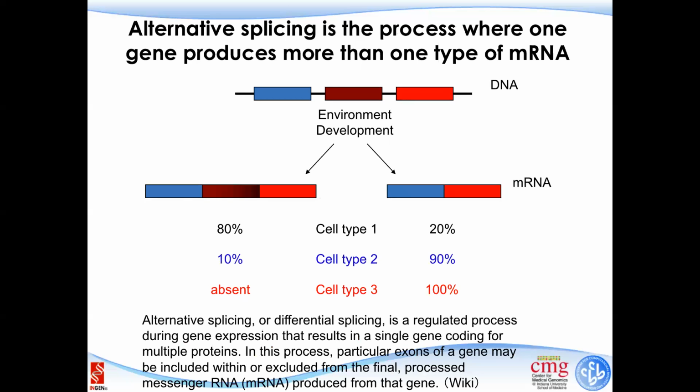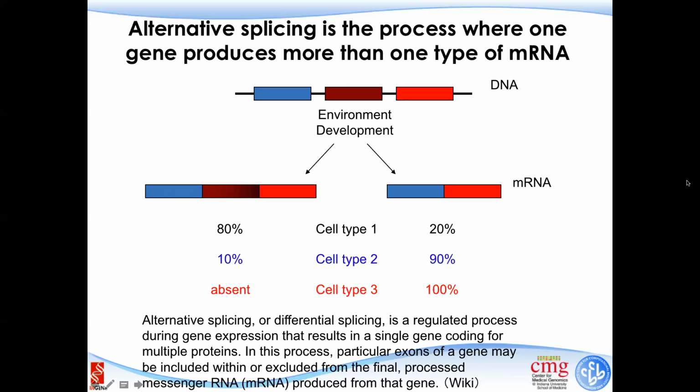So in simple words, alternative splicing is the process where one gene produces more than one type of mRNA. And a more complete definition, from Wiki: alternative splicing, or differential splicing, is a regulatory process during gene expression that results in a single gene coding for multiple proteins. In this process, particular exons of a gene may be included within or excluded from the final processed messenger RNA.